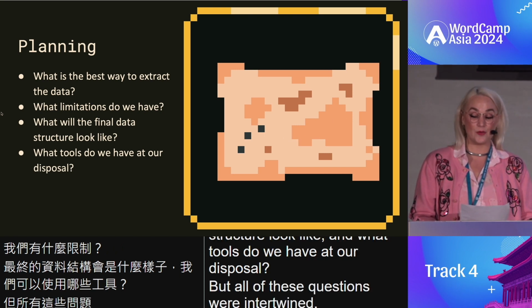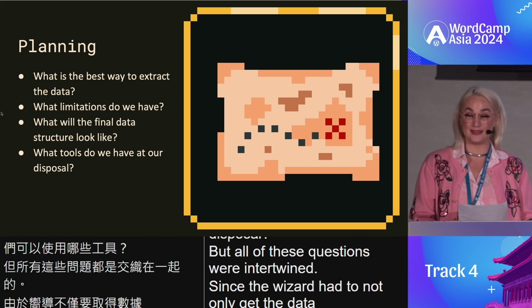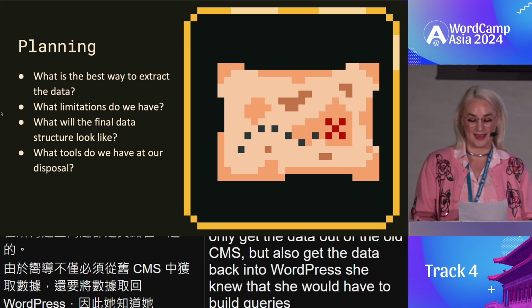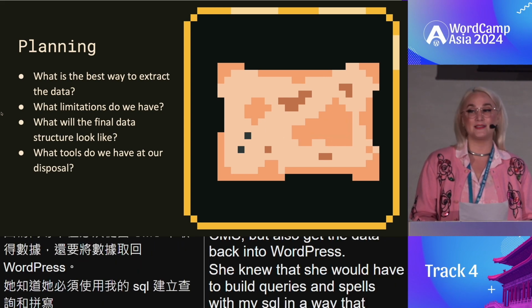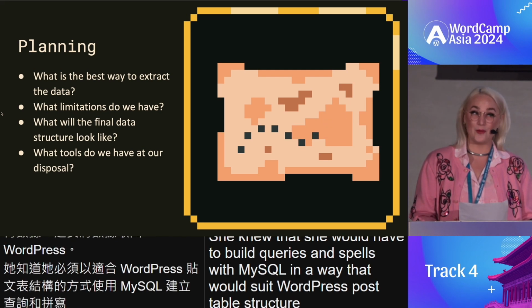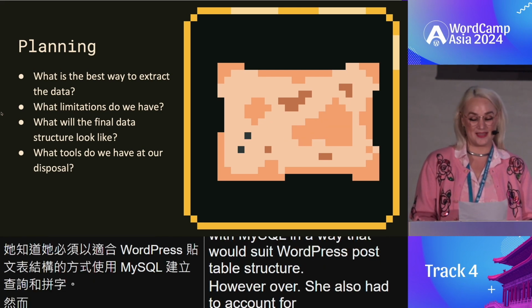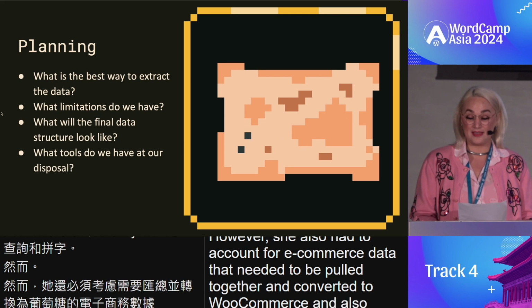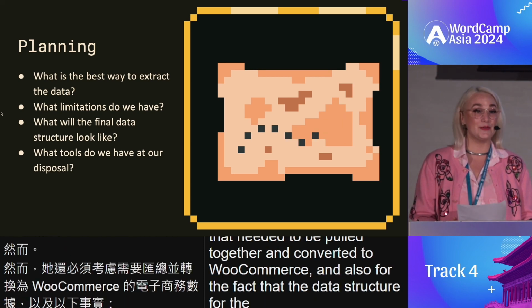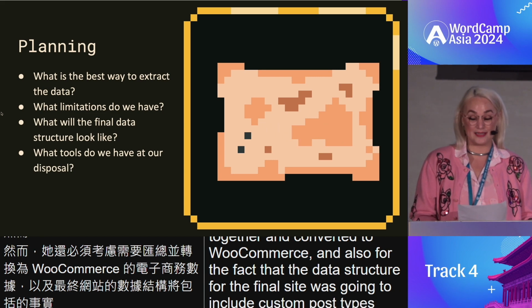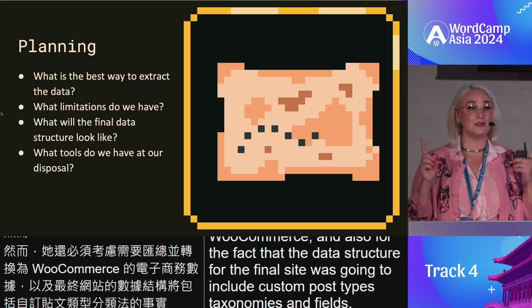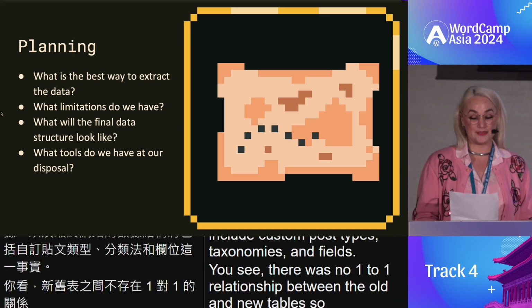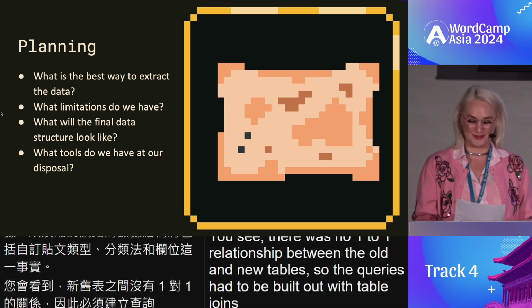Since the wizard had to not only get the data out of the old CMS, but also get the data back into WordPress, she knew that she would have to build queries and spells with MySQL in a way that would suit WordPress's post-table structure. However, she also had to account for e-commerce data that needed to be pulled together and converted to WooCommerce, and also for the fact that the data structure for the final site was going to include custom post types, taxonomies, and fields. You see, there was no one-to-one relationship between the old and new tables, so the queries had to be built out with table joins and other cantrips.